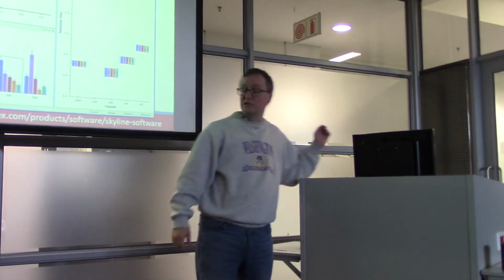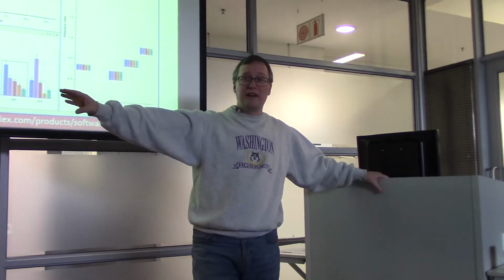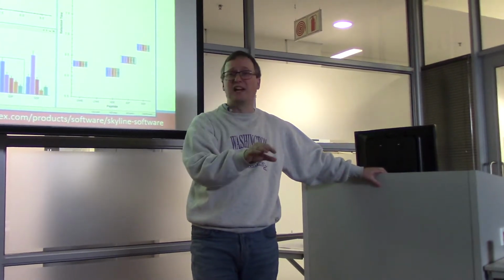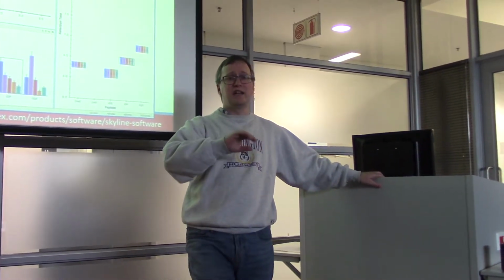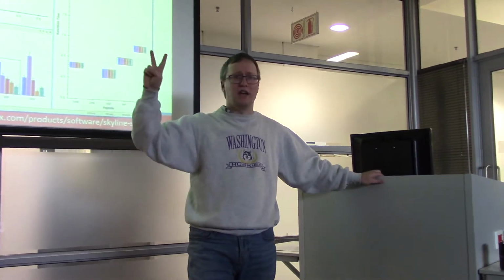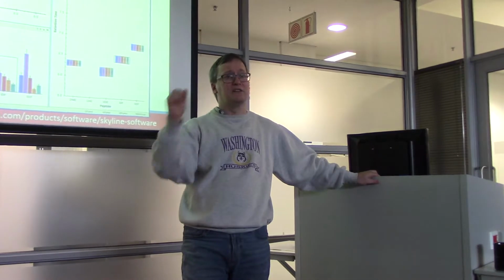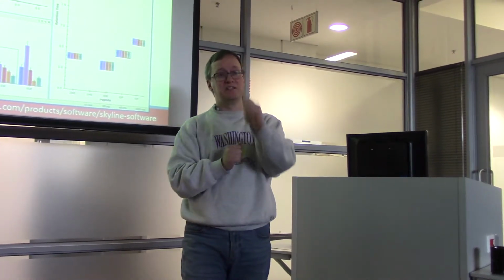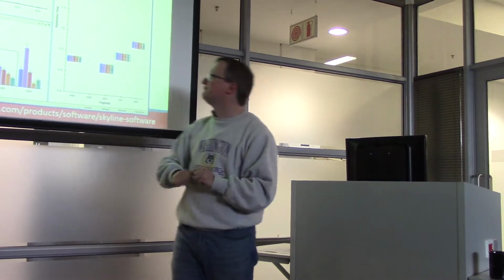Okay, so we've started with chromatograms, and now we've looked at how that would be reported in a different kind of mass spectrometry. Instead of LC-MS shotgun discovery proteomics, we're spending our time looking at targeted proteomics, where we know in advance which peptide sequences we want to quantify.